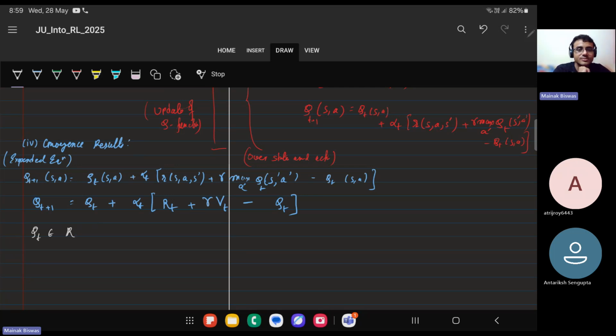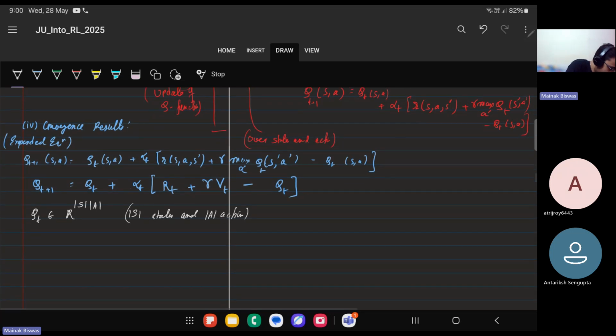Belongs to which space? R to the power of S mod into A mod. Yes, this is the space in which Qt belongs, because I have S states and A actions. If you stack them in a vector, it will be in this space.